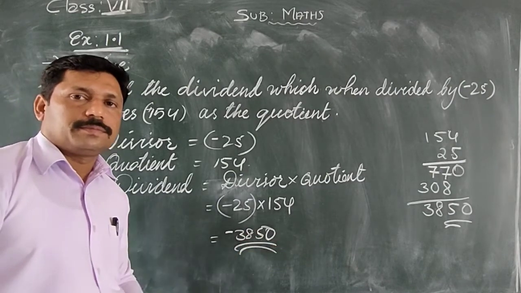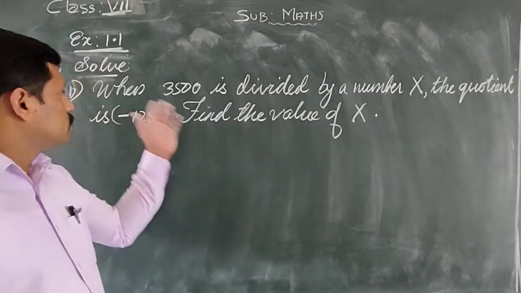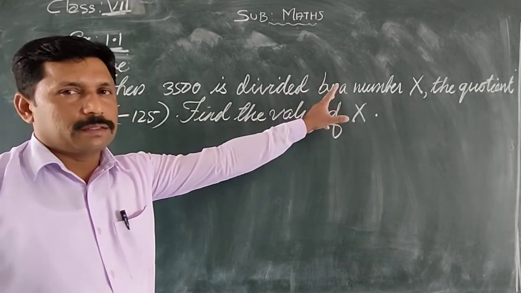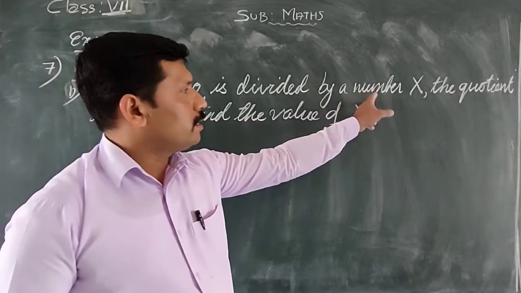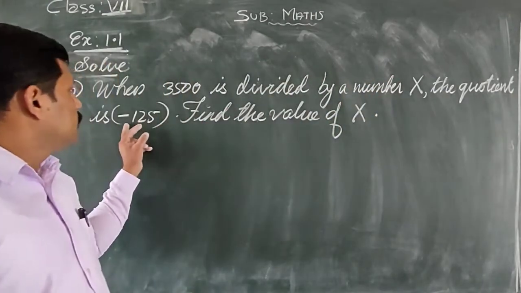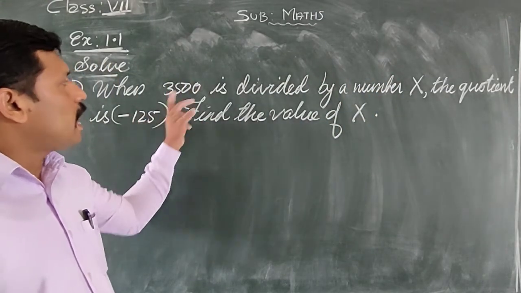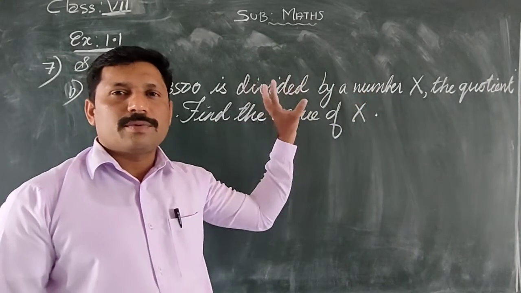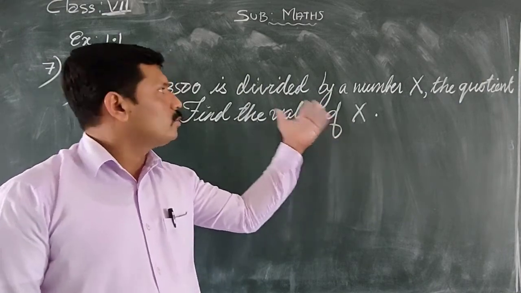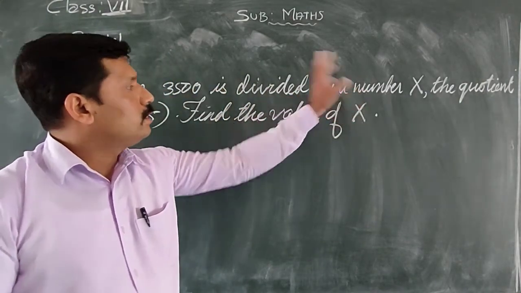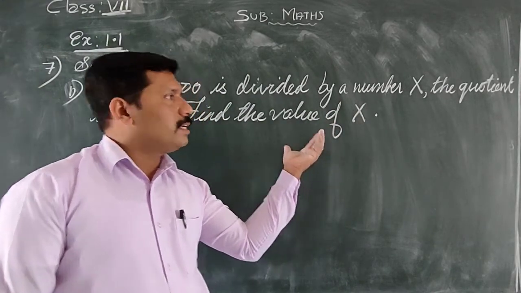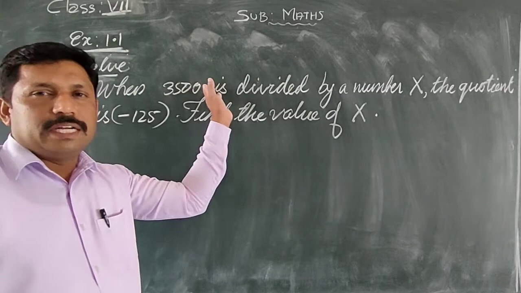Look at question B of question 7. When 3500 is divided by a number x, we don't know which number that is, the quotient is negative 125. So here the quotient is given and the dividend is given. The divisor is not given. We want to find the divisor. Dividend is equal to divisor into quotient plus remainder, but here remainder is not there. Therefore, we can write divisor into quotient is equal to dividend.